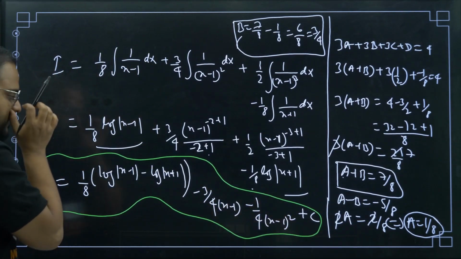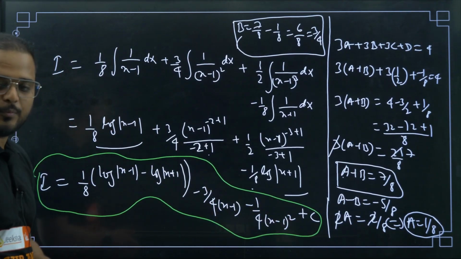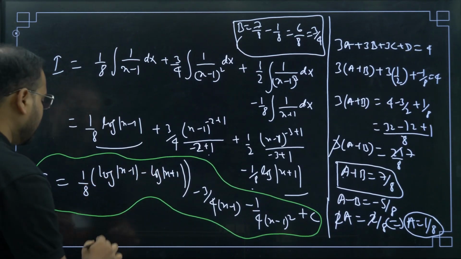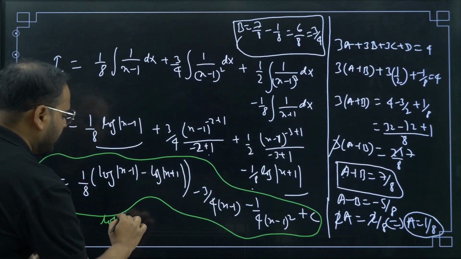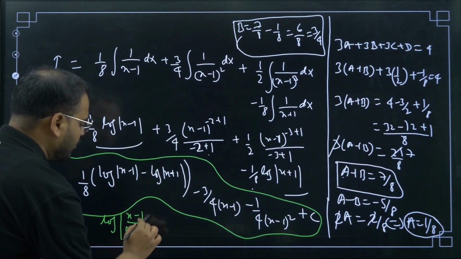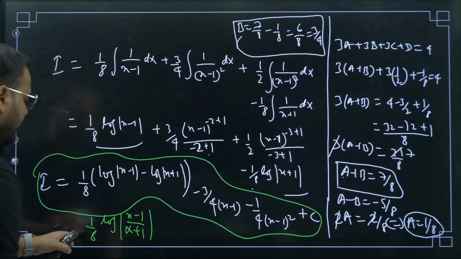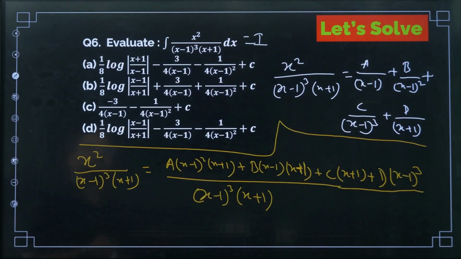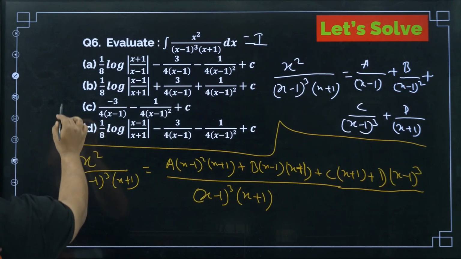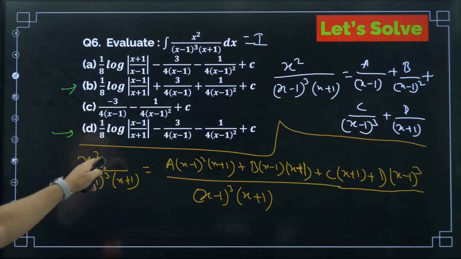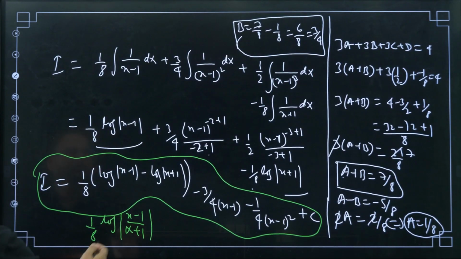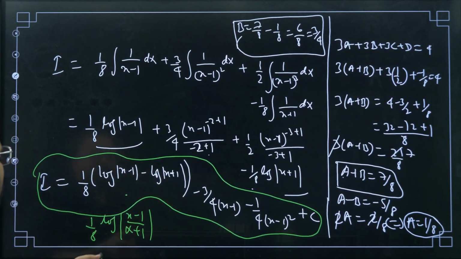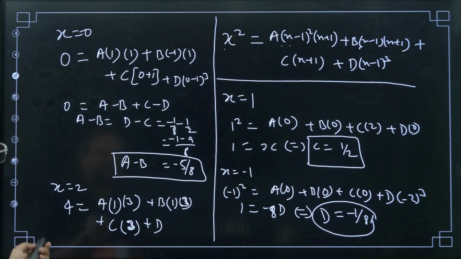Shortage of steps has made me do it like this. So I hope you understand this. 1 by 8 log of x minus 1. So log a minus log b is simply log of a upon b. So the first term is 1 by 8 log of x minus 1 upon x plus 1. So either option B or D. 1 by 8 log of x minus 1 upon x plus 1. Why, sir? Log a minus log b is log of a by b. So x minus 1 upon x plus 1.